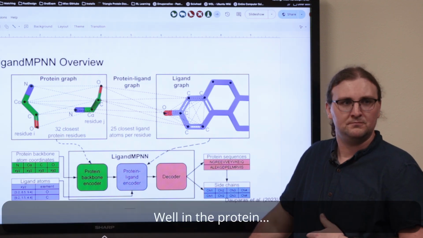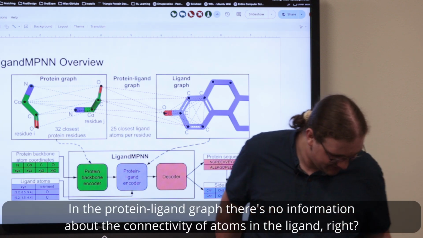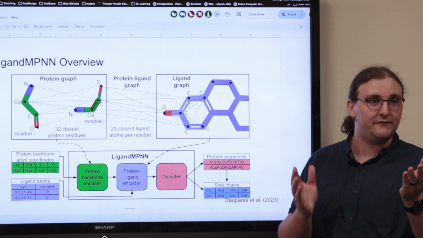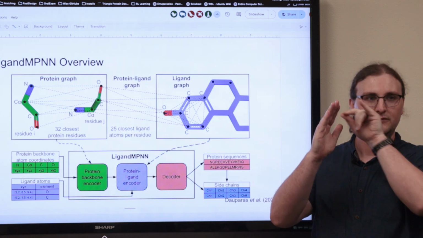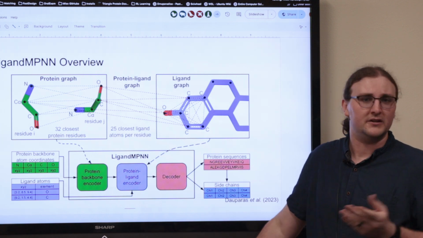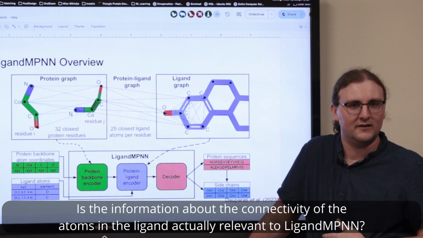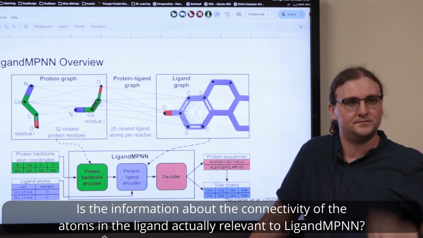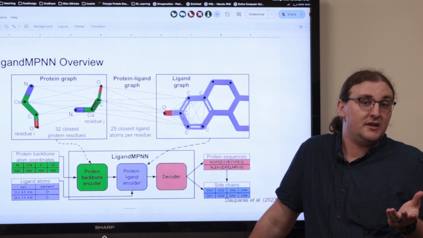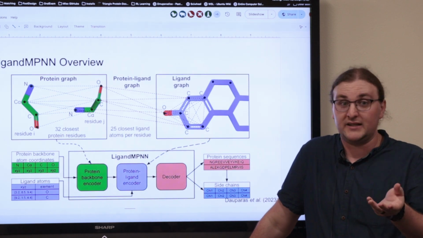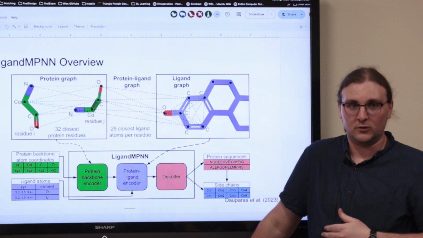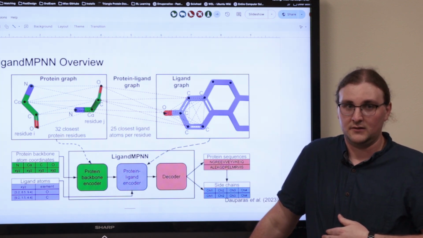Sorry, in the protein ligand graph, there's no information about the connectivity of atoms in the ligand, right? That's true. But if you still look at it, you can look at the relative distance, so it can probably still glean that geometric information from it. But is the information about the connectivity of the atoms in the ligand actually relevant to LigandMPNN? Well, think about it. Maybe there's the electronic state of a hydrogen, a double bond or triple bond may impact what kind of residues can be interacting there.